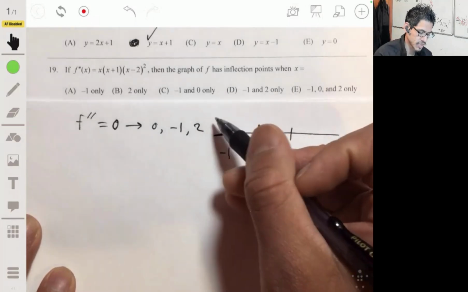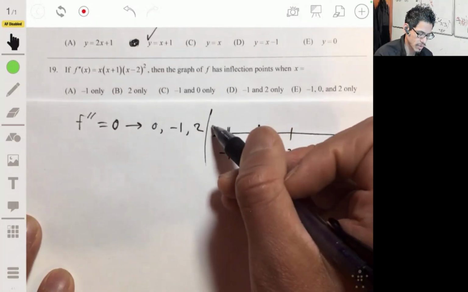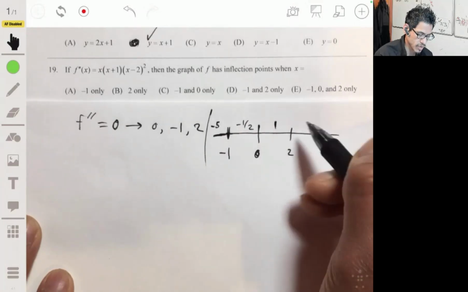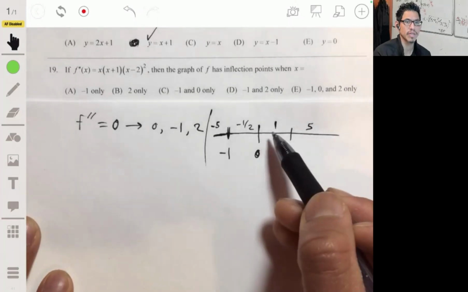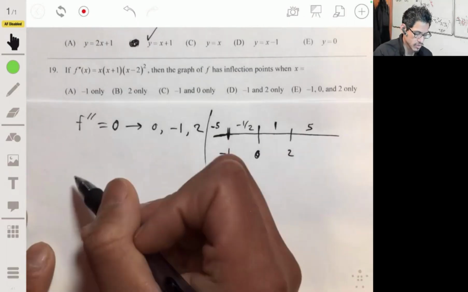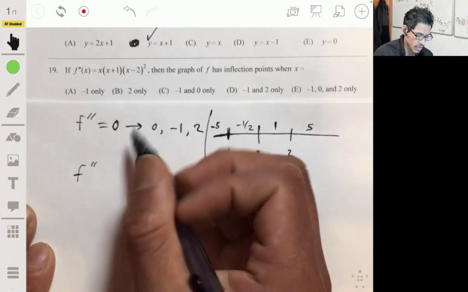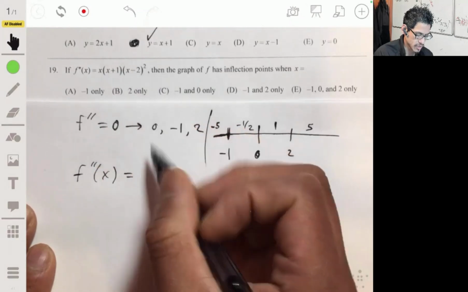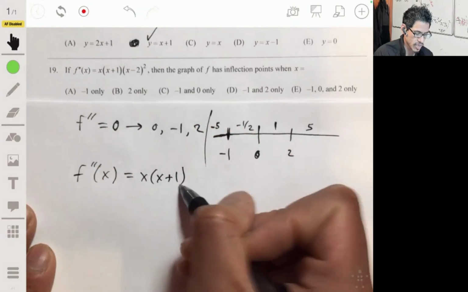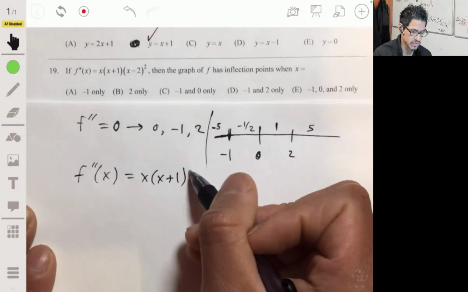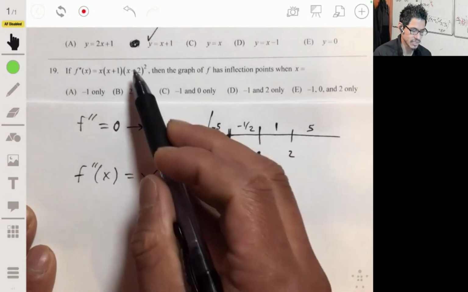So then we just essentially can plug in points, like we can plug in maybe -5, -1/2, +1, and then +5. Just points to plug into the second derivative and to see what the sign is. We don't need to go as far as calculating it. We just need to see what the sign is. So the f double prime of x is x times x plus 1. And we can save some work because any number, whether it's positive or negative squared, is going to be a positive number. So we don't have to worry about plugging it into there.